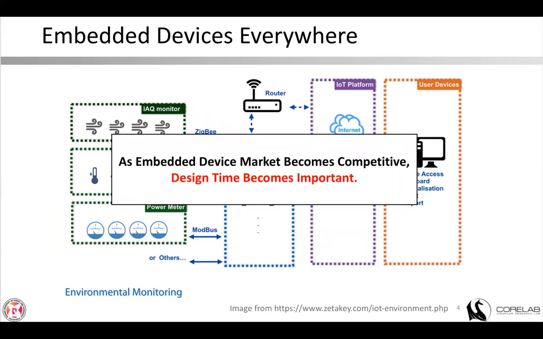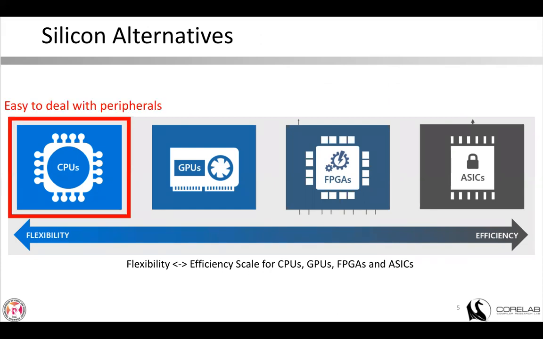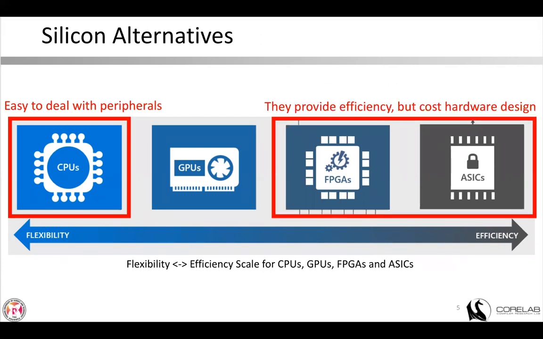As the embedded device market becomes competitive, design time becomes important. Processor candidates to design embedded devices are as follows. In the case of a general-purpose processor, it has low efficiency, while programming for handling peripherals and threads is convenient. In the case of FPGA and ASIC, hardware design cost is expensive, although they have good efficiency. Therefore, in order to overcome the time-to-market problem, many manufacturers have adopted the general-purpose processor.